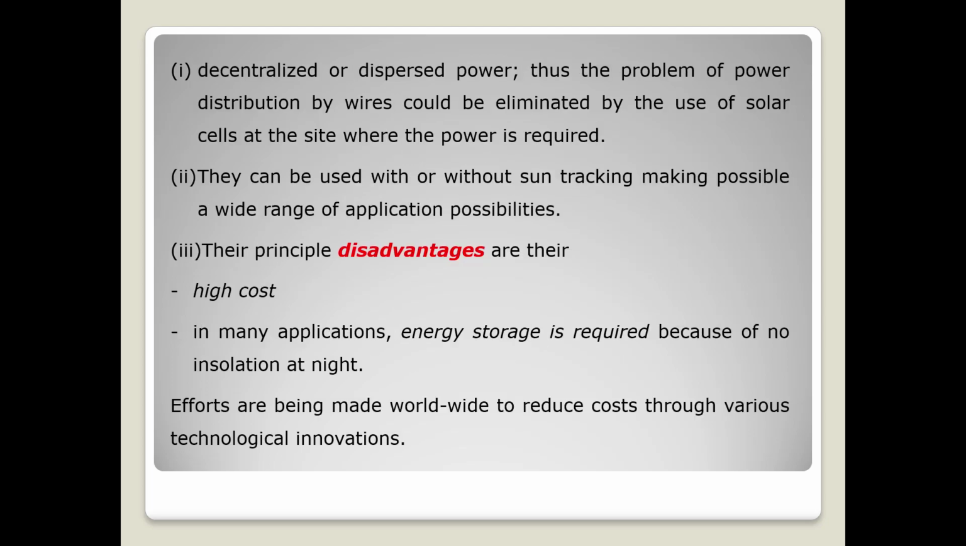Then decentralized or dispersed power: what does this mean? There is no problem of power distribution by wires, no need for wire connections. Directly we get the sun's radiation, and then we distribute it. Then they can be used with or without sun tracking. No need to track the sun's position; we just collect the sun's radiation and use it. So they can be used with or without sun tracking.